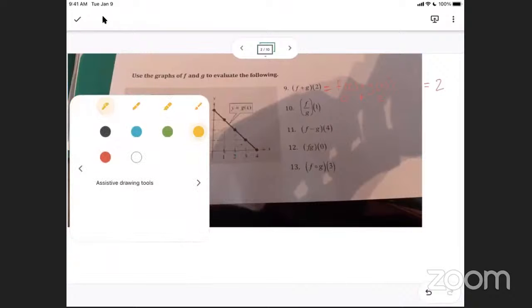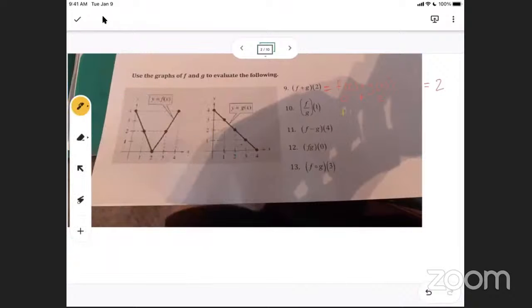Same for this next one. We're going to take f of 1 and divide it by g of 1. So what's f of 1? Look at your graph. F of 1 is 2. So that's 2 divided by what's g of 1? Go to your g graph. Go to 1. 3. It's 3. Good job. So 2/3 is your answer.